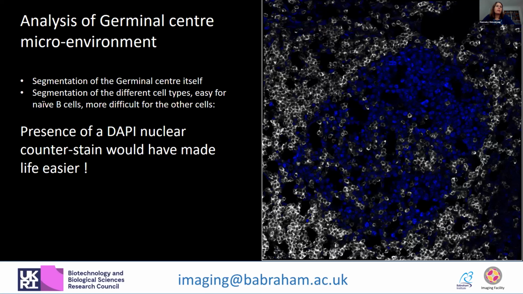Now, what would have made that job a lot easier would have been to have some kind of nuclear counterstain, which unfortunately is not present in this image. You may notice the sort of nuclear shapes in the blue channel. So this is the BCL6 marker that stains for proliferating B cells. But all the other markers are cell surface markers. So it's a little bit trickier to actually find those cells without anything being inside the nucleus.